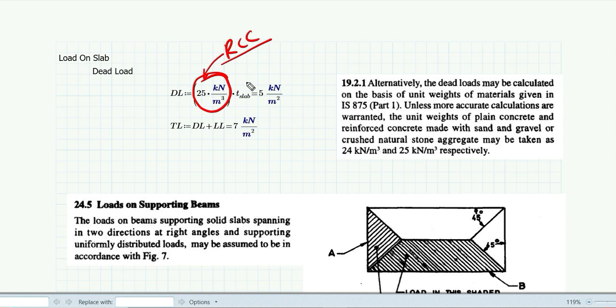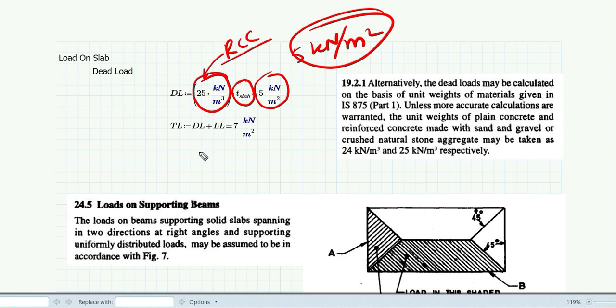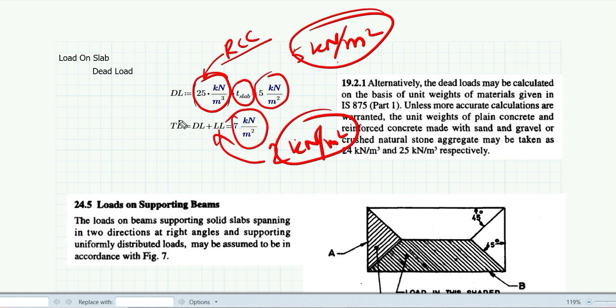Okay, with this, if we multiply the thickness of the slab, it will give you the dead load per unit area of the slab, which comes out to be 5 kilonewton per meter square. And the live load you already know, that is 2 kilonewton per meter square, right? So if you add these two, 5 plus 2, that is 7 kilonewton per meter square. This is the total load that is acting over the slab.